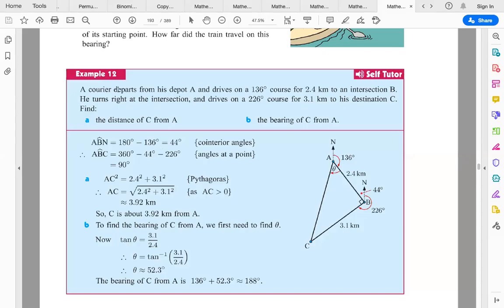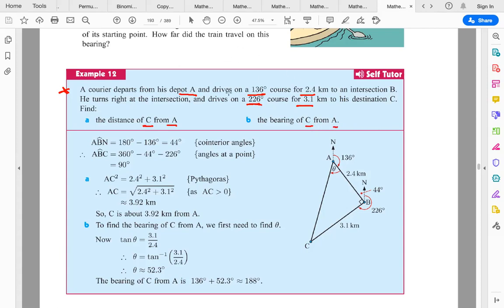So in this example, the question goes: a courier departs from depot A and drives on a bearing of 136 for 2.4 kilometers to an intersection B, and then he turns right at the intersection and drives at a bearing of 226 degrees for 3.1 kilometers. You have to find out the distance of C from A and the bearing of C from A.